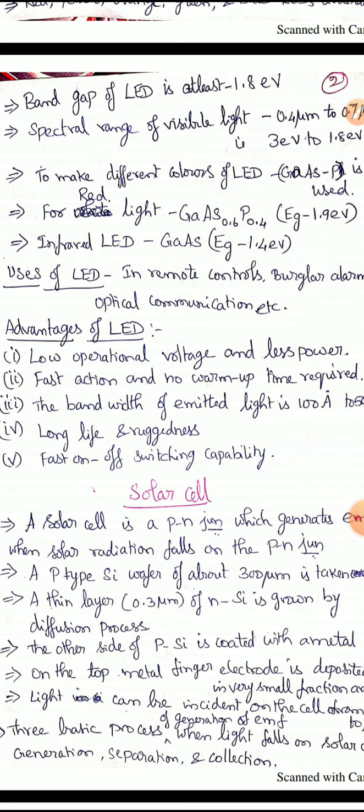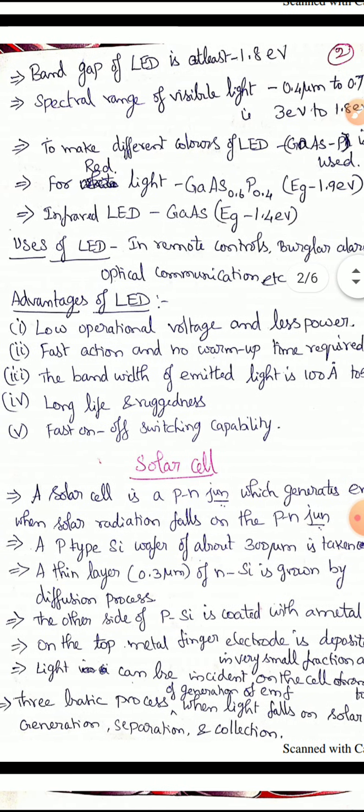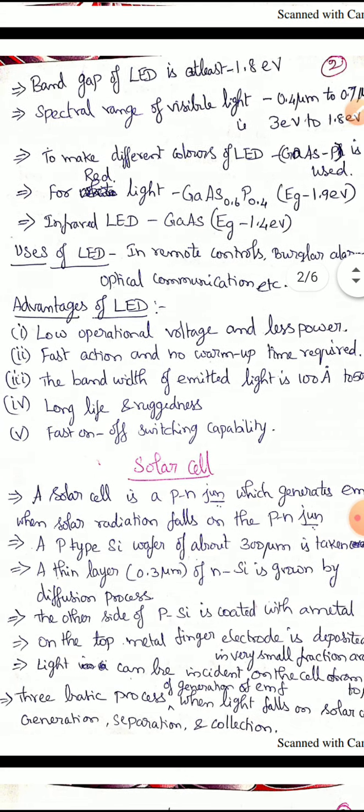I think you know about all these things where we are using LEDs: in remote controls, in burglar alarms, and for optical communication purposes. In these fields we are using the LED. Then what are the advantages of LED?